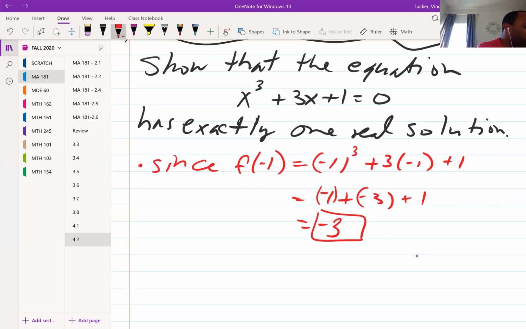The reason why I messed up initially, the reason why I was pausing, is because I didn't see my interval. I thought they gave me an interval with this problem, but they didn't. So we're going with this, and I'll tell you why in a second. So let's look at -1 and plug in 0.